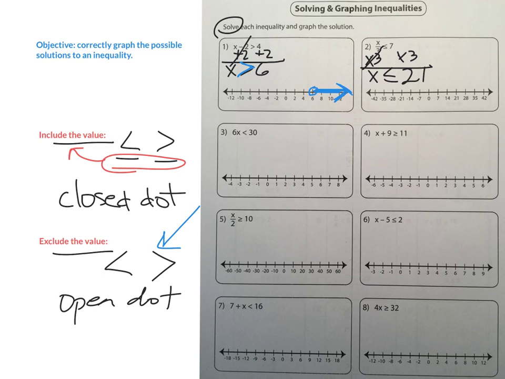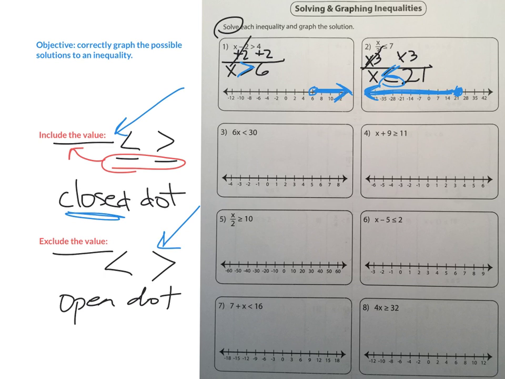Now to graph this solution, this time I do have an equal sign. That means it can be 21. Now I am including the value, so I'm going to use a closed dot in this example. So I find 21 on the number line. I'm going to shade in a dot on 21, and x is supposed to be anything less than or equal to that. So less than would mean shading to the left. So I'm showing all of these values could be possible solutions for x. It could be 21 or anything less than 21.